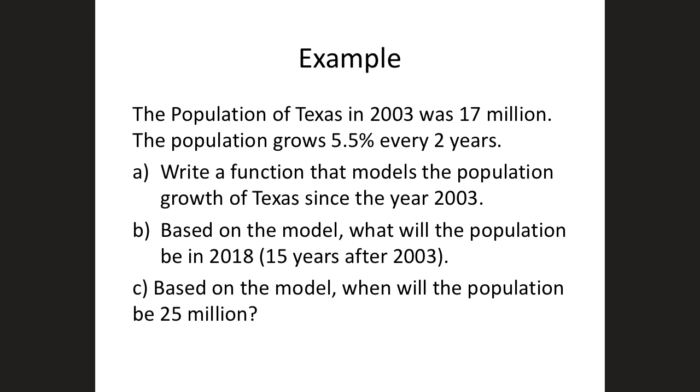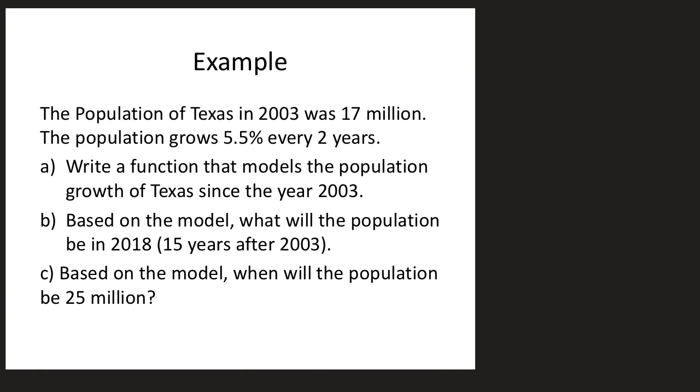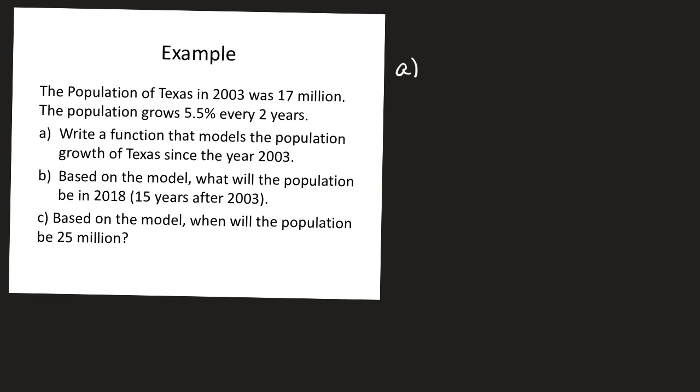So the first thing I'll do, create a little bit of space. I'm going to model the population, so I'll have my output P. You could also do Y, doesn't matter. It is going to be equal to the initial population of Texas. In this case, my initial year is 2003, so this is when X is 0. And my initial population then is 17 million. Rather than writing all the zeros, I'll do this in terms of millions, so I'll just use the number 17.